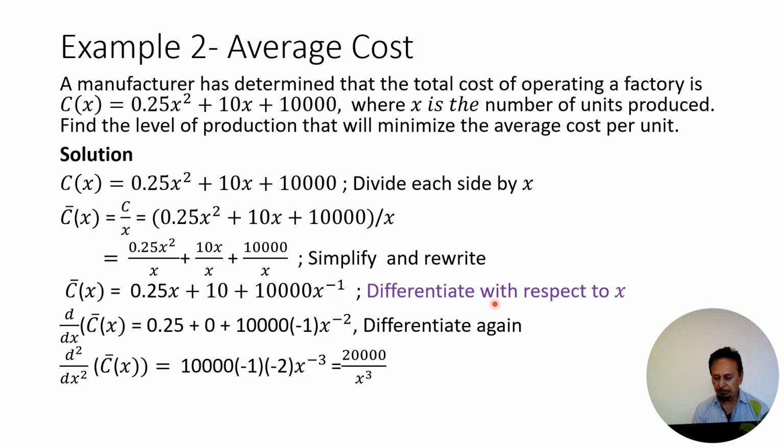So now we differentiate with respect to x to find the critical values. So the derivative of 0.25x is 0.25, the derivative of 10 is 0, the derivative of x to the minus 1 is 10,000 times minus 1 times x to the minus 2, subtract 1. Now we differentiate again, so we get the second derivative. So this becomes 0, and now we have just 10,000 times minus 1 times, bring down the power minus 2, and subtract 1, x to the minus 3. And now we can simplify, and this becomes 20,000 over x cubed.